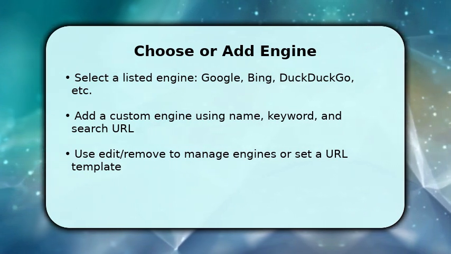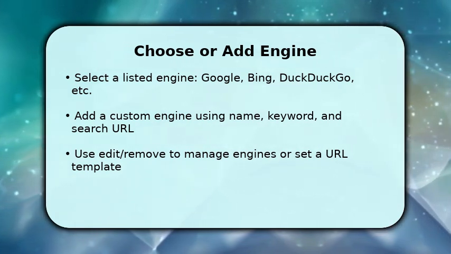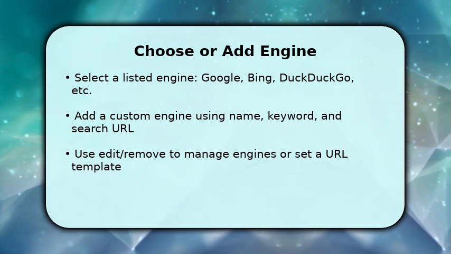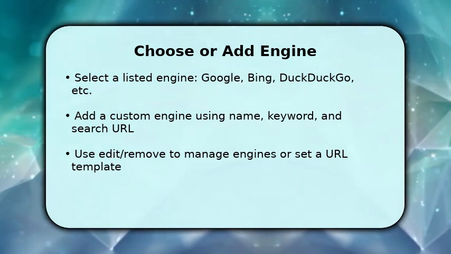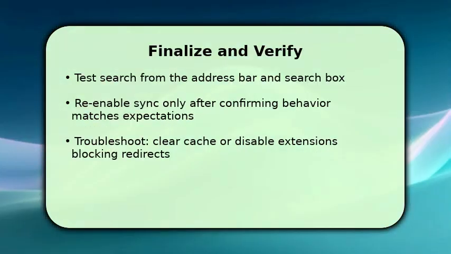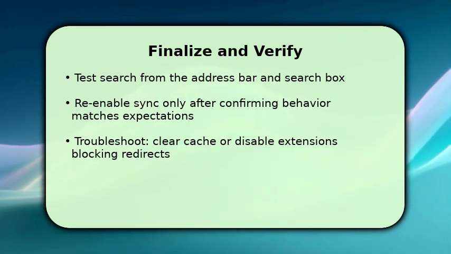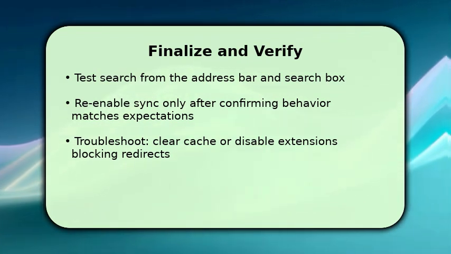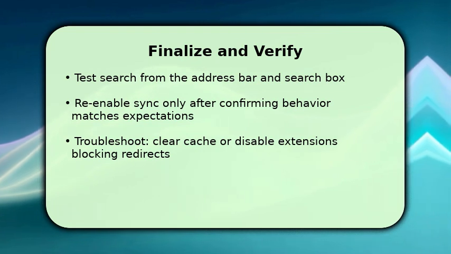Make sure to remove any duplicates or obsolete entries. Cleaning the list avoids accidental switches. These steps let you control exactly. Finish by testing. Type a query in the address bar and use the site search box to confirm both use the new engine. Once verified, re-enable sync if you want the change mirrored across devices.